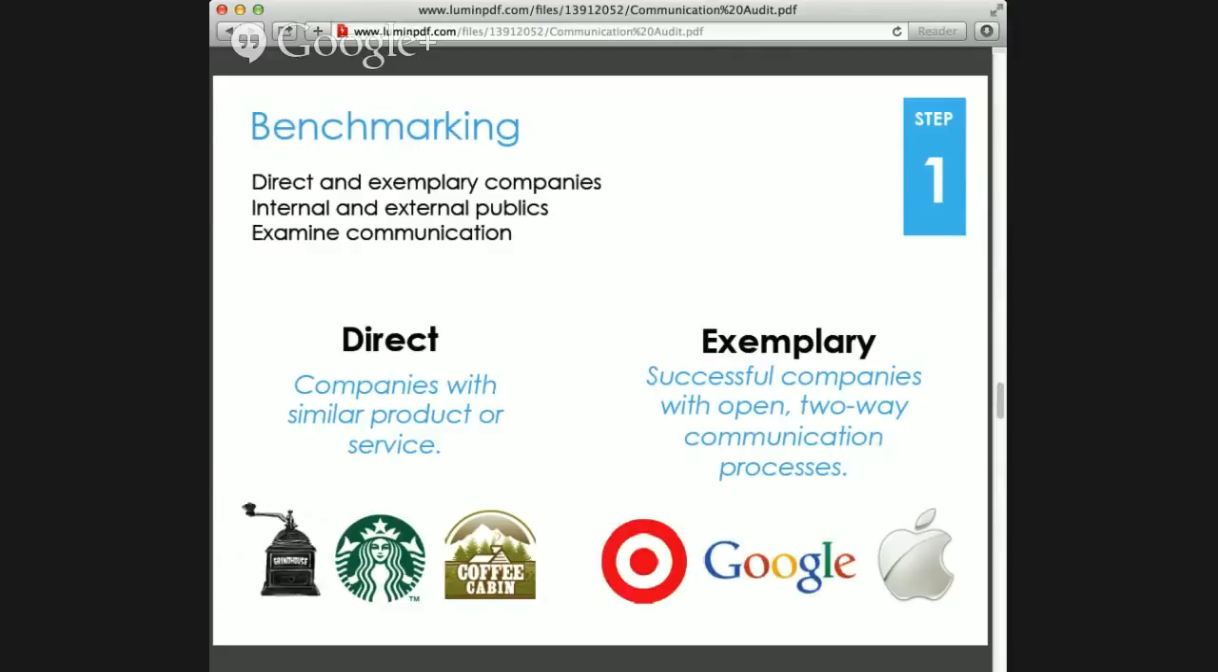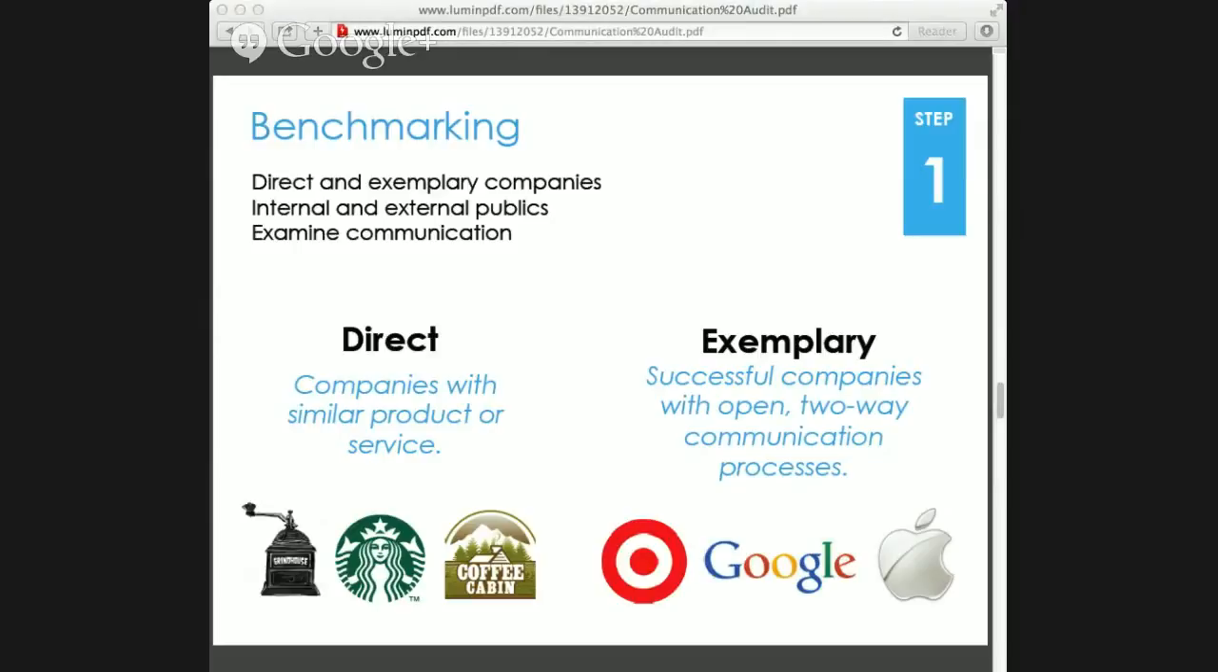Now you can choose whichever companies you want to look at. Just try and have a similar number. Maybe you want to look at 20 direct and 20 exemplary, so you have a total of 40 companies that you're benchmarking against your own. Exemplary, we just, again, chose based on top lists for best companies. So you can Google search top 100 companies with the best communication processes, anything along those lines.